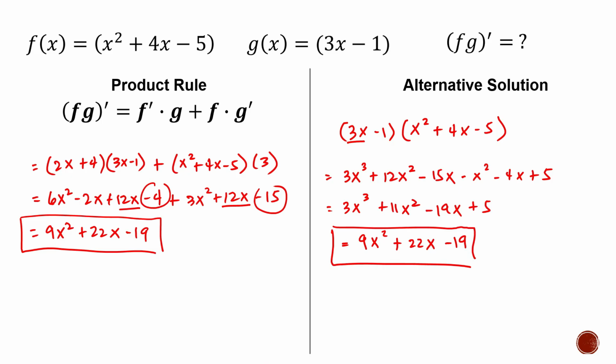So it's really up to you which one you want to use, which one is your preference. So that's how you solve this kind of problem using product rule and our alternative solution, which is multiplying the two polynomials first, and then after we get the product, we simply apply the differentiation rule for each term.